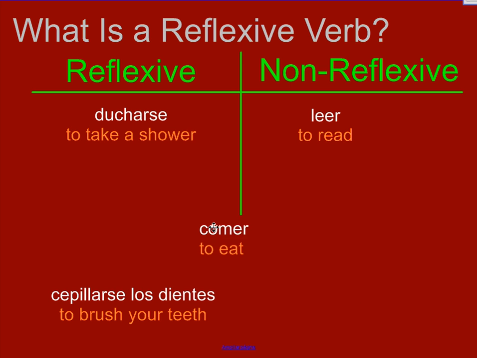And we look at comer. That is not reflexive because, one, it does not end in se, and also when you eat something, you are eating an object that is different from yourself.